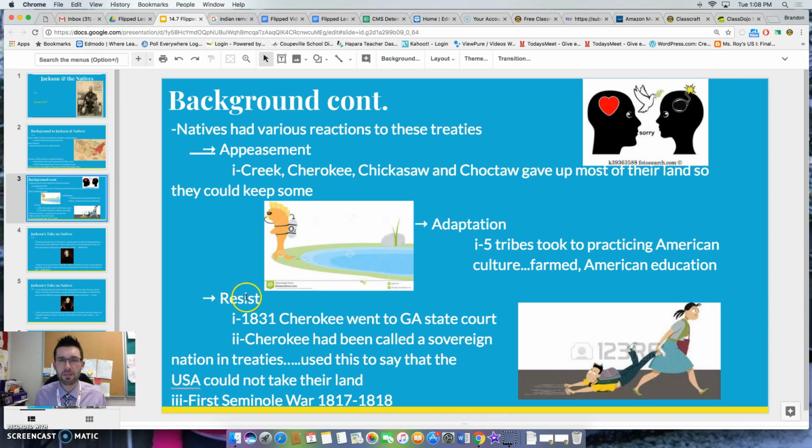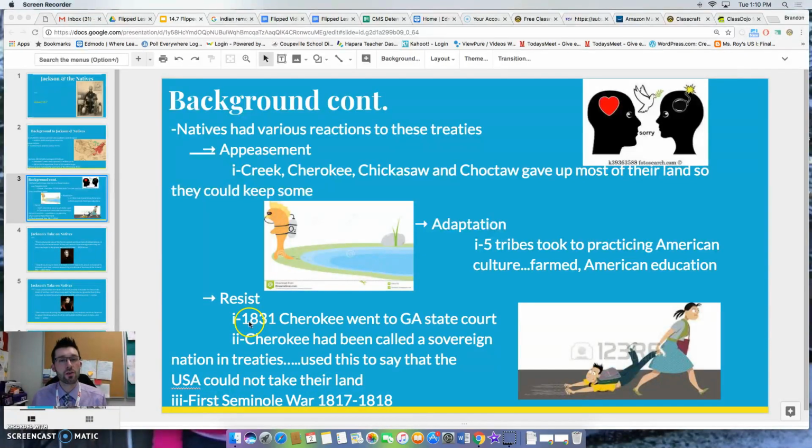And then there were some Native Americans who just plain out resisted. I'm going to skip to the third one here because chronologically it's what happened first. There was what was called the First Seminole War from 1817 to 1818, where the Seminole tribe in the Florida area fought back. They resisted this grab on their land.